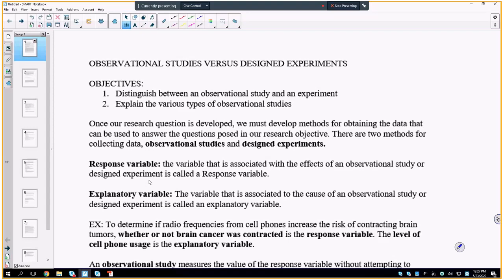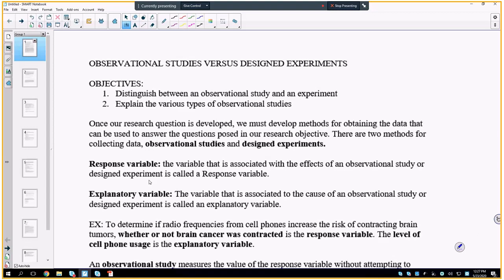So once our research question is developed, we should develop methods for obtaining the data that can be used to answer the questions. We talked about in our last video, what is statistics? We want to start with a question, start with a possible answer, collect some data, try to measure it, and draw a conclusion and determine how reasonable our conclusion is. So here we're going to talk about methods for obtaining that data.